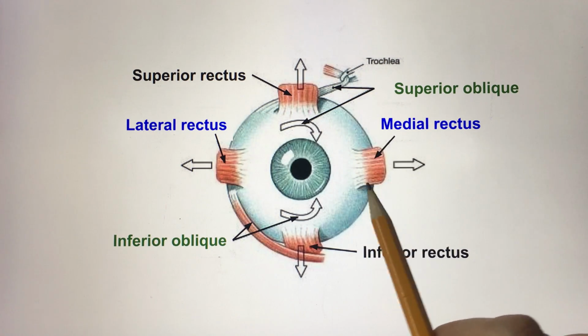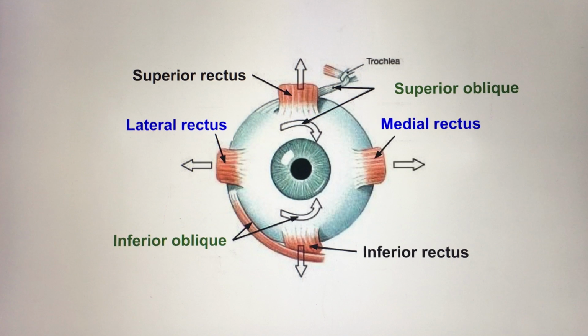Medial rectus is also connected to the back of the eye socket, and medial rectus is involved in moving your eye to the side in the opposite direction. So if you, again, use your right eye, look towards your nose. This is the medial rectus, moving your right eye towards your nose.